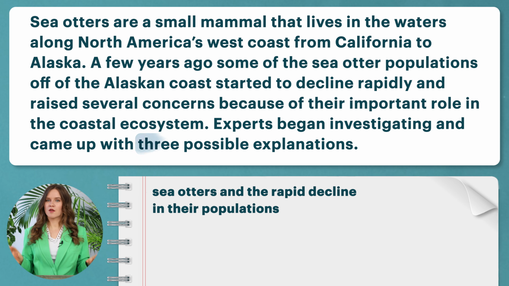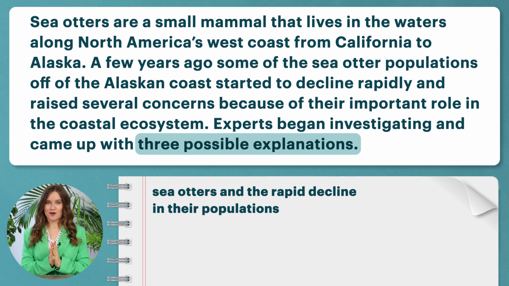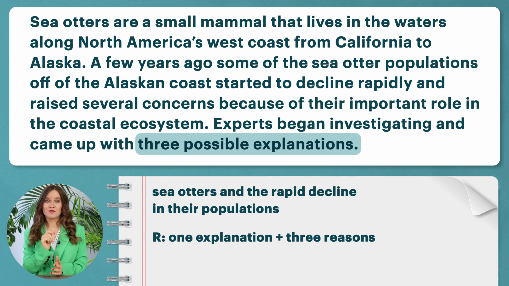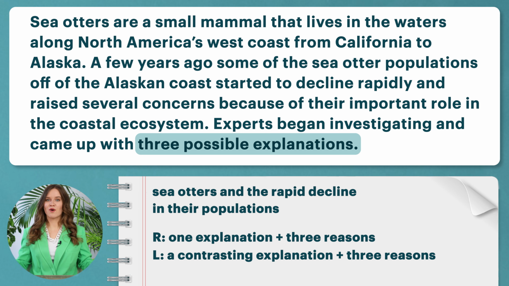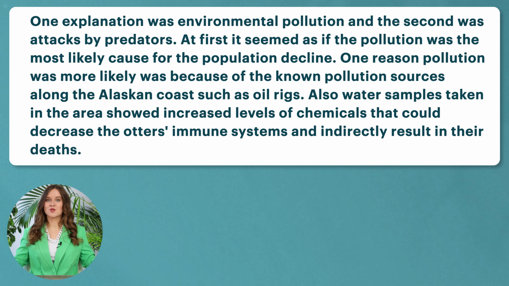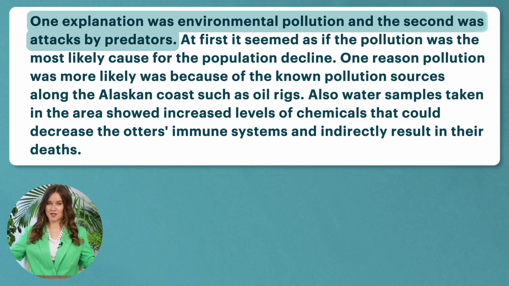According to the text, there are three possible explanations for the decline. The author will most likely choose one of these explanations and provide three reasons why it is the most likely explanation. In contrast, the lecturer will select a different explanation and contradict the information provided in the text. This is how every integrated essay is structured. The first paragraph begins with the sentence, one explanation was environmental pollution, and the second was attacks by predators.